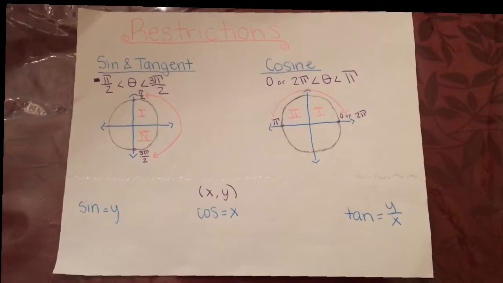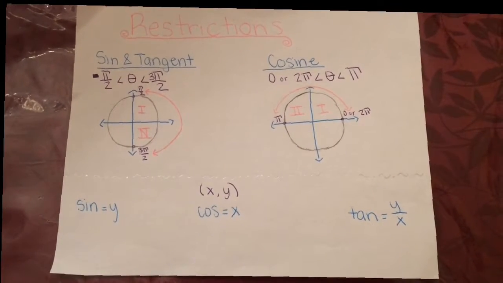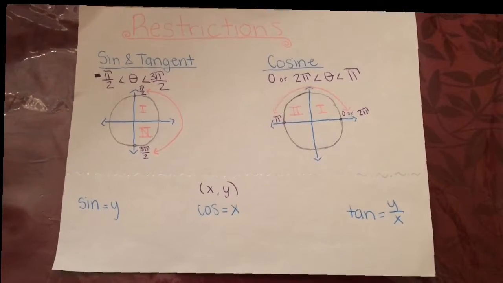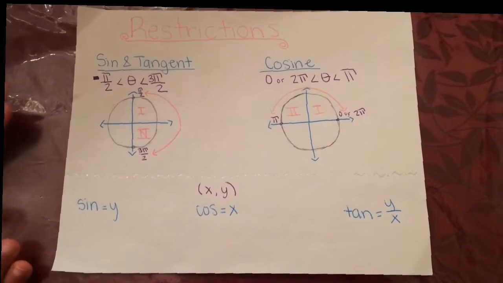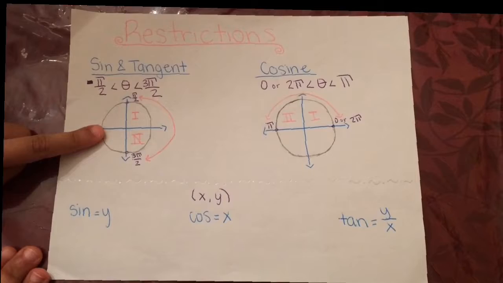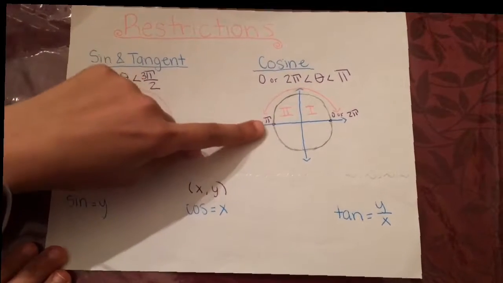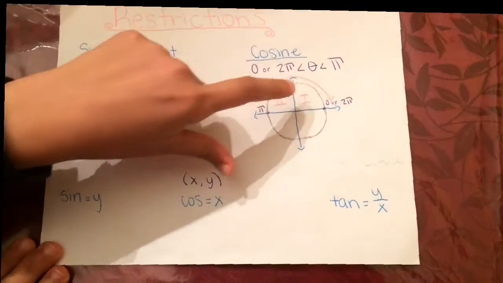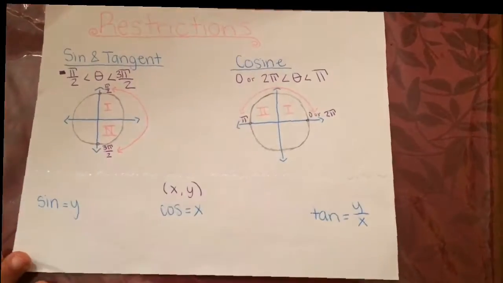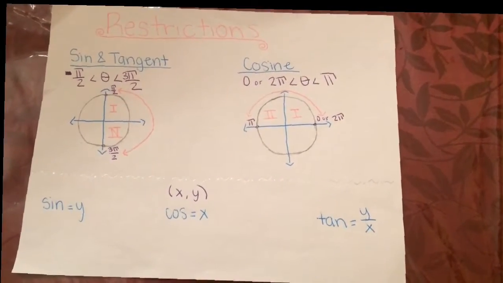So before we even get started, there are restrictions you must place on sine, cosine, and tangent. In this picture, you can see that the answers for sine and tangent will come from the first and fourth quadrants. Your answer for cosine will come from the first and second quadrants. But you may be asking, wait, what answers?